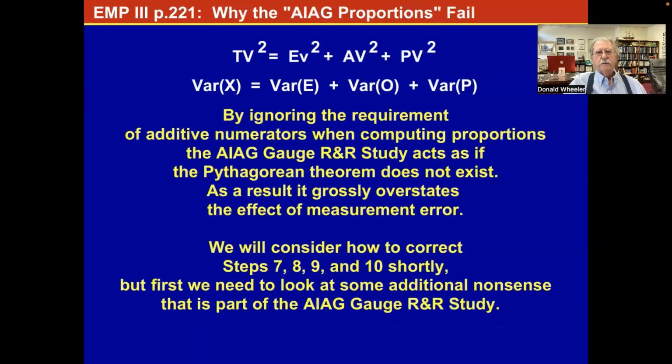By ignoring the requirement of additive numerators when computing proportions, the AIAG gauge R&R study acts as if the Pythagorean theorem does not exist. As a result, it grossly overstates the effect of measurement error. We will consider how to correct steps 7, 8, 9, and 10 shortly. But first, we need to look at some additional nonsense that is part of the AIAG gauge R&R study.